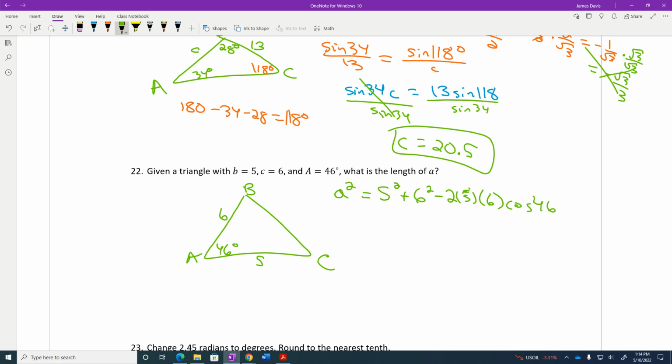Alright, now this one's not bad because all we really have to do is plug it all in. If we're looking for the angle, then we would have to, if you guys remember, subtract this up over and then divide by this, and then do the inverse cosine. So this one though, we can basically just plug it in as it's written. 5 squared plus 6 squared minus 2 times 5 times 6. Here's the cosine of 46.